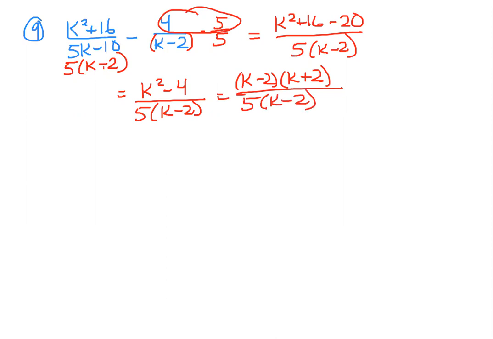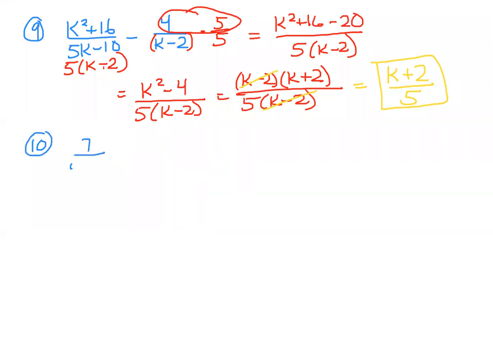So what can we cross off? We can cross those off and we get k plus 2 over 5. And that's our answer. That one wasn't too bad. Let's look at number 10.